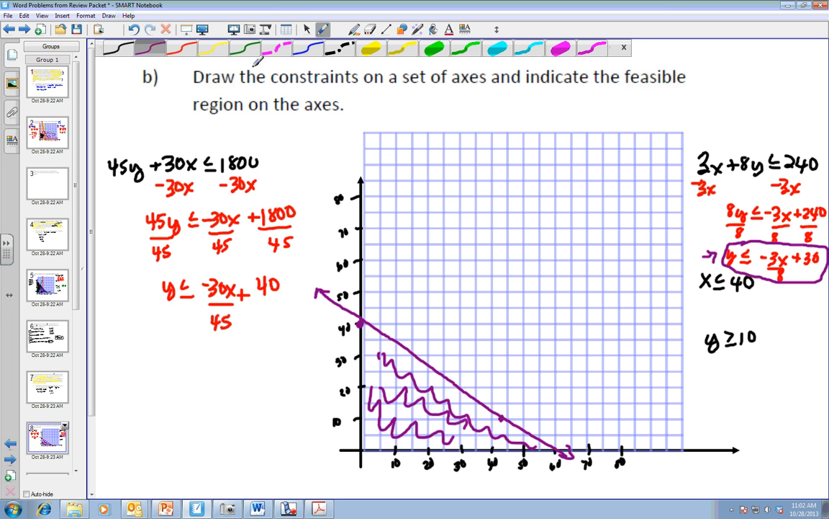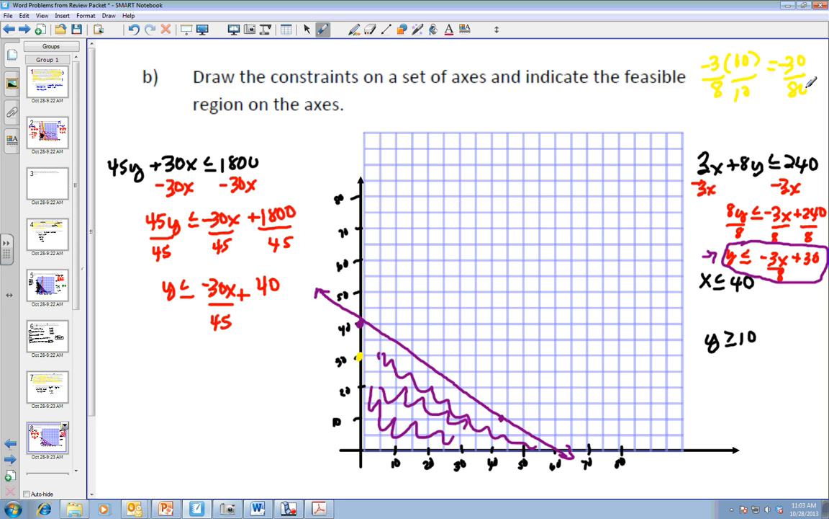Okay, we'll do this one and let's do it in yellow. So 30 is my y-intercept. Okay, negative 3 over 8. Now that's really hard for me to graph. I have negative 3 over 8. If I multiply both of those by 10, you see I have negative 30 over 80, which is negative 3/8, but it's easier for me to graph. So I'm going to go down 30 to the right 80.